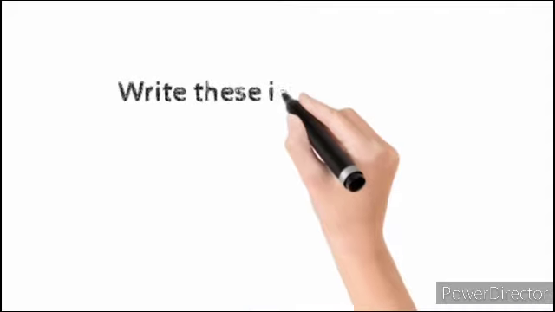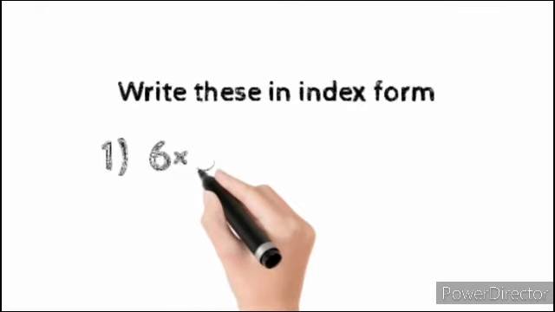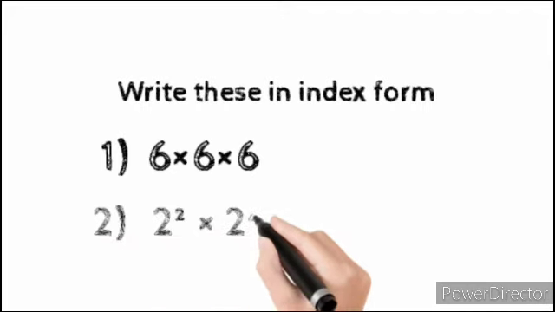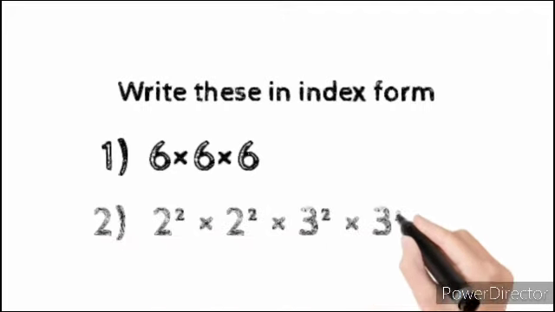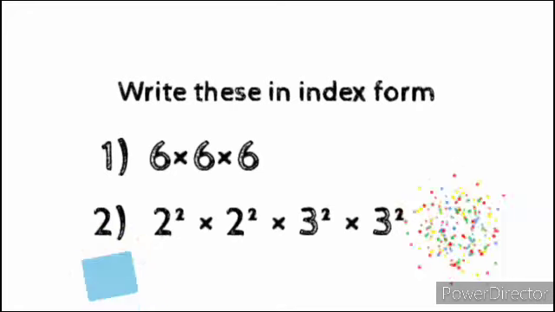The question says, write these in index form. Number 1, 6 times 6 times 6. Remember the question, write in index form. 6 times 6 times 6. Number 2, write in index form. 2 raised to power 2 times 2 raised to power 2 times 3 raised to power 2 times 3 raised to power 2. Write in index form.